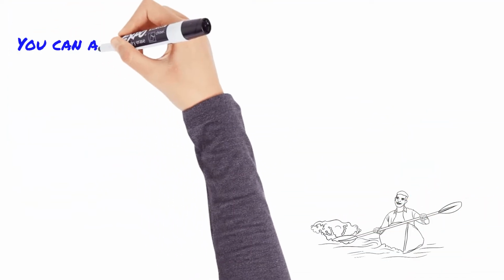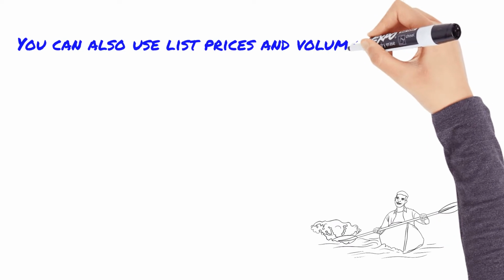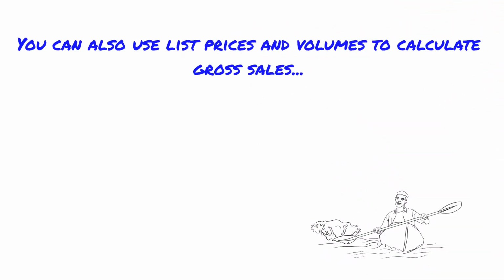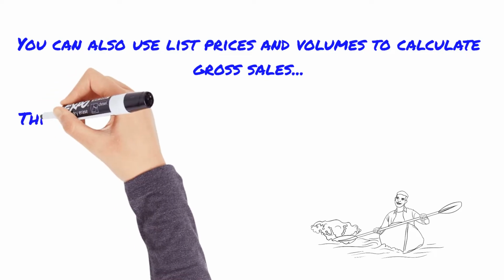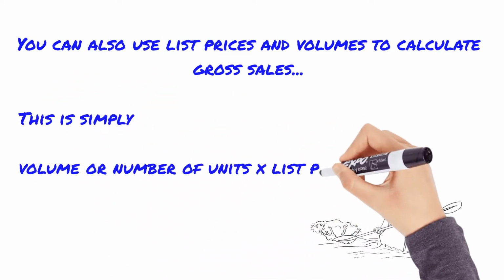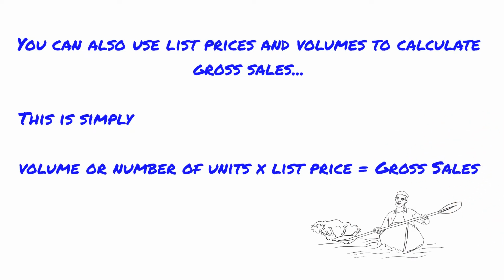You can also use list prices and volumes to calculate gross sales. This is usually done in a budget or a forecast process. More on that later. This is simply volume or number of units multiplied by the list price, and this equals your gross sales. In business-to-business transactions, list prices usually exclude VAT.